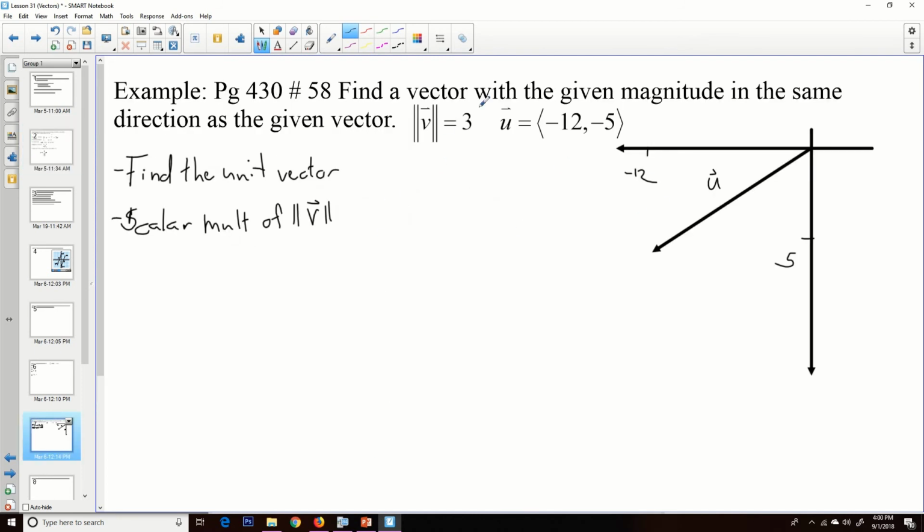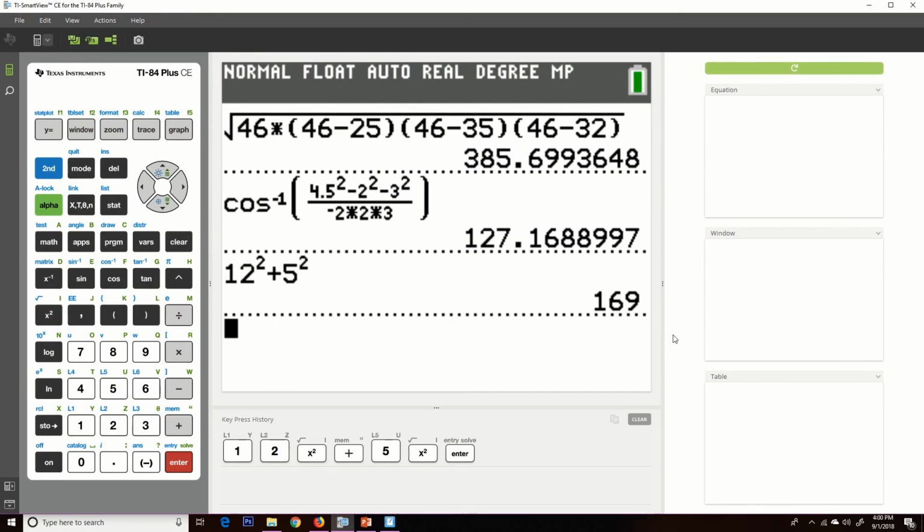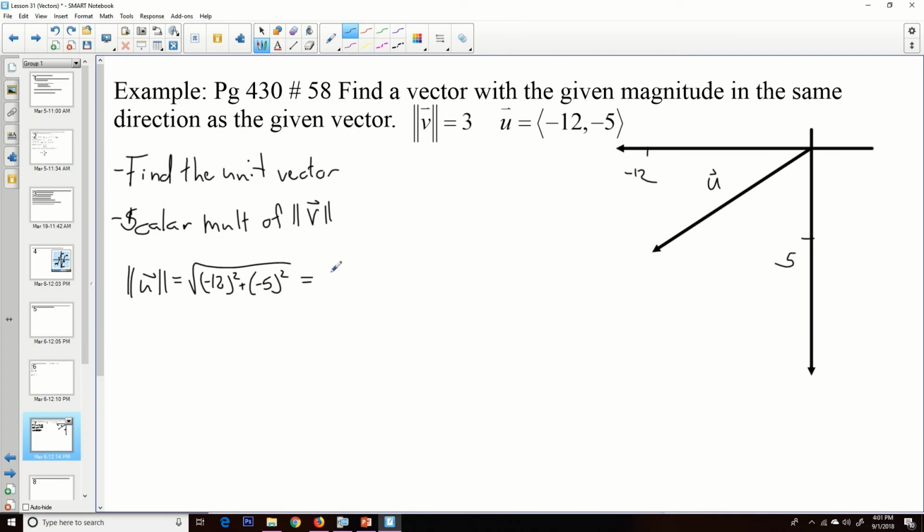So to find the magnitude of u, not v, the magnitude of u is going to be equal to the square root of negative 12 quantity squared plus negative 5 quantity squared. And just real quick with calculator, 12 squared plus 5 squared is 169. Square root, second answer, 13. So we're pretty good there. So this is 13. That is the length of that.